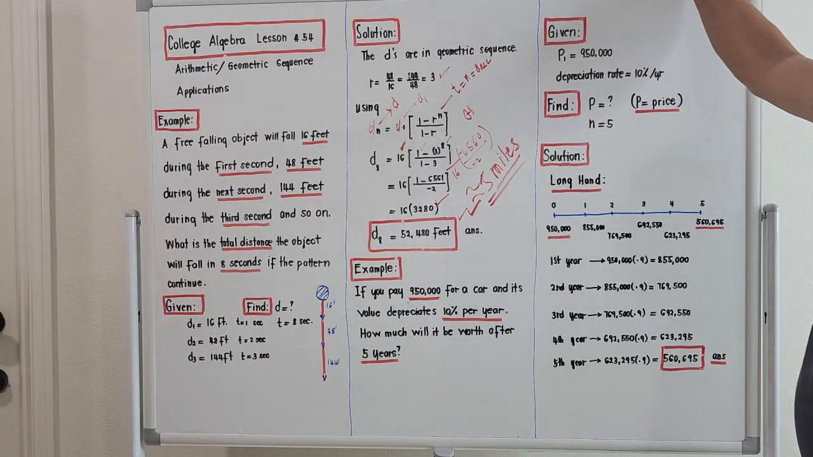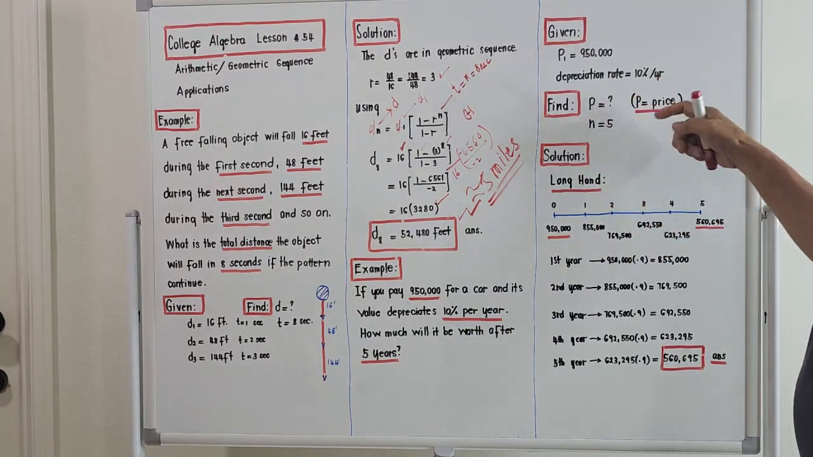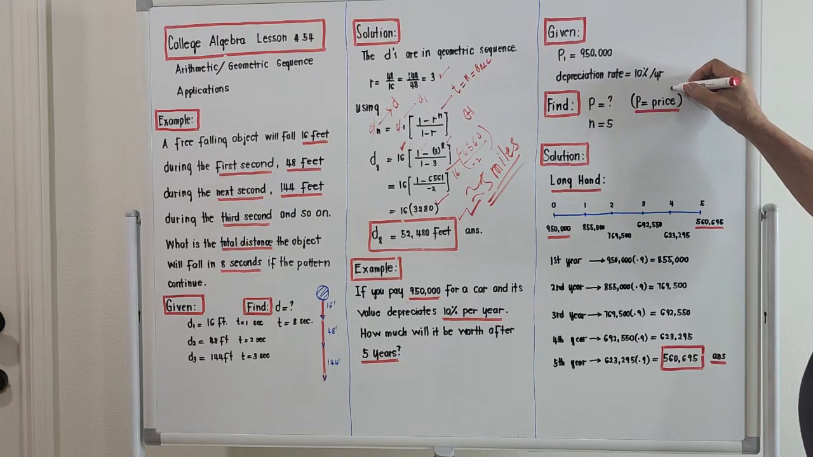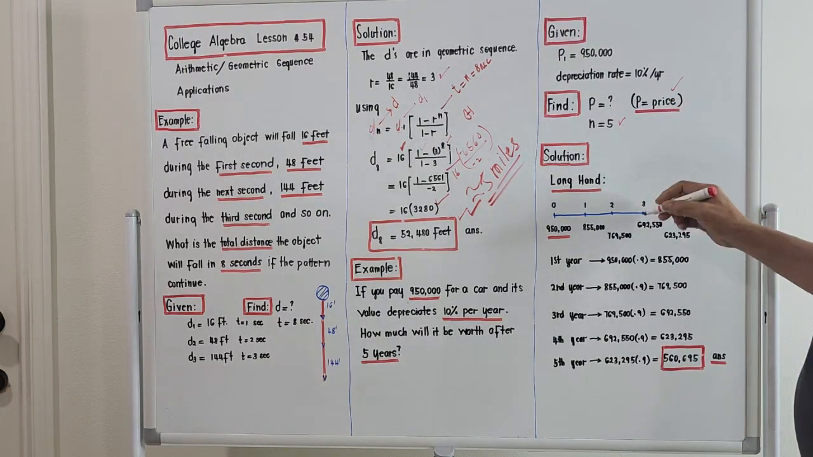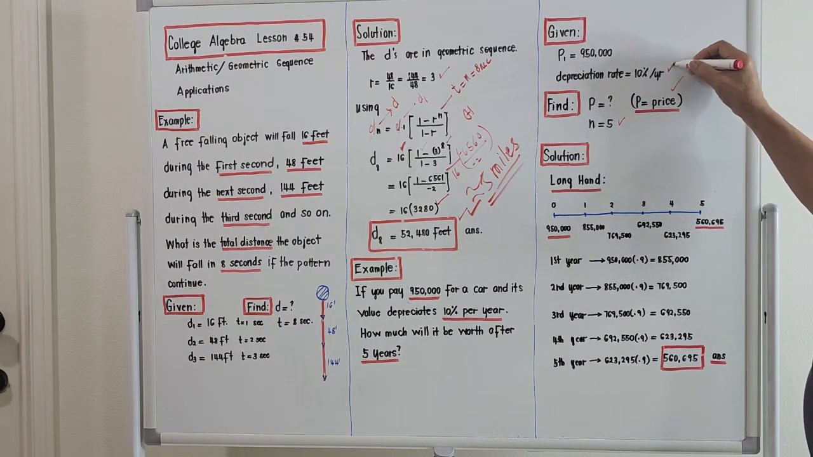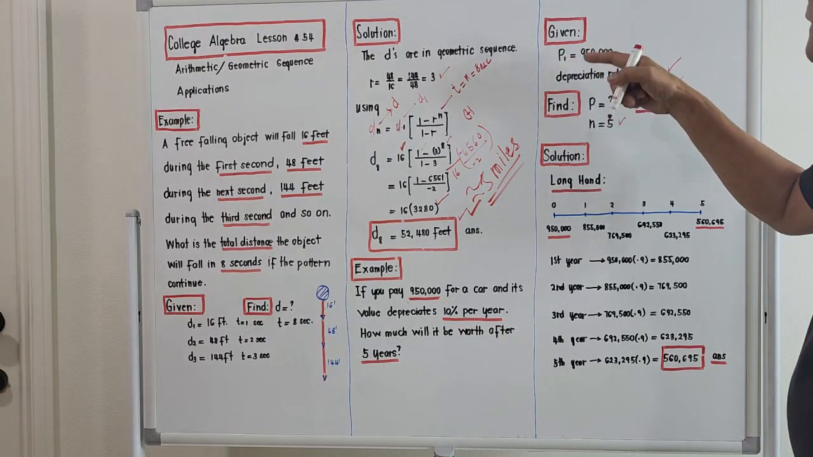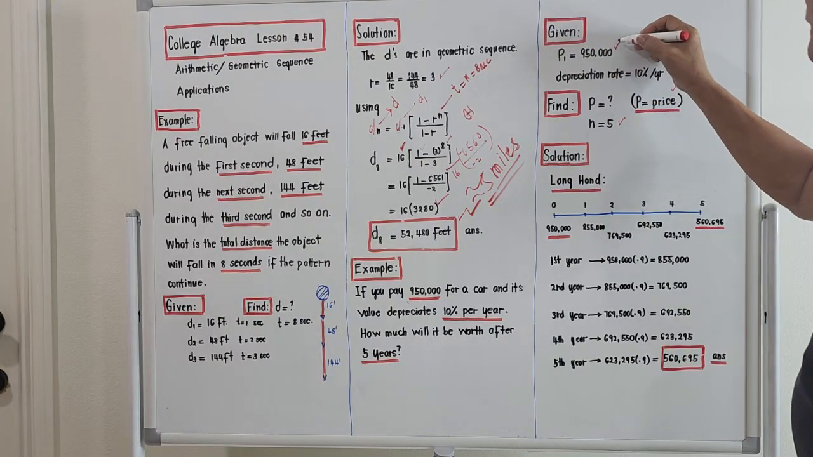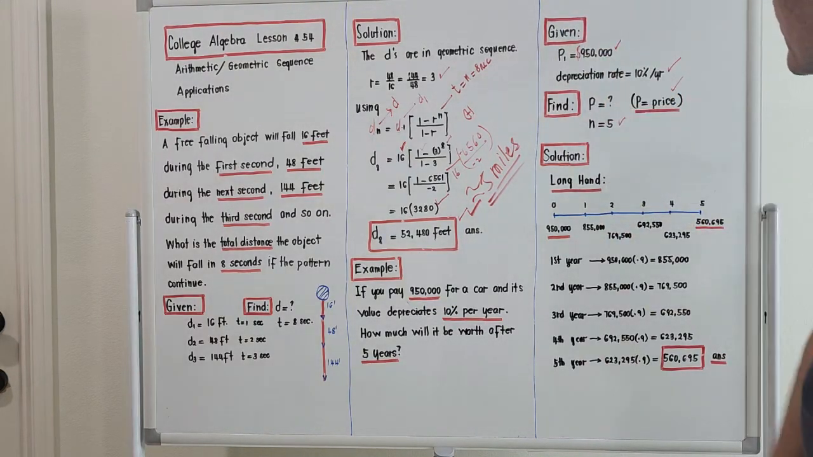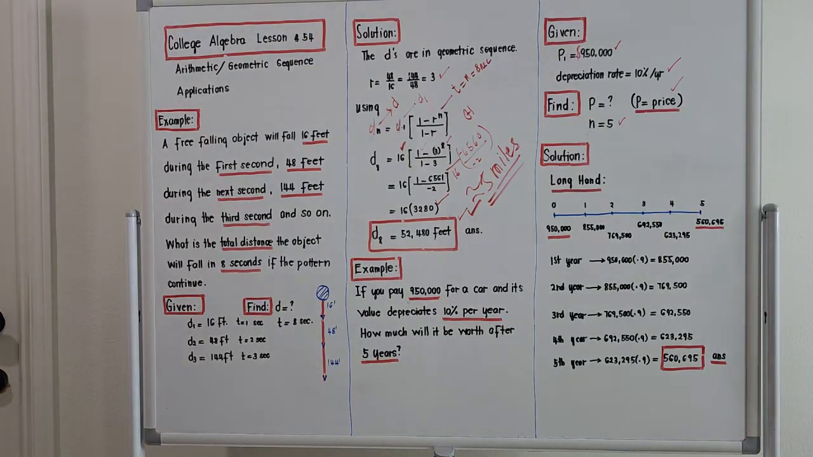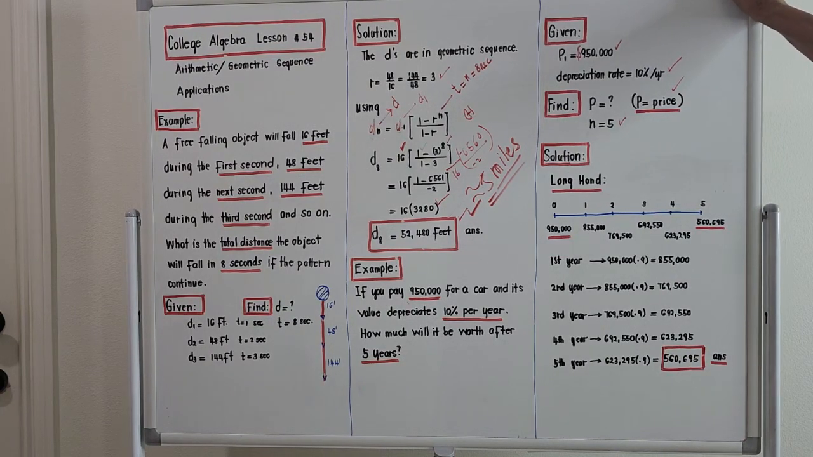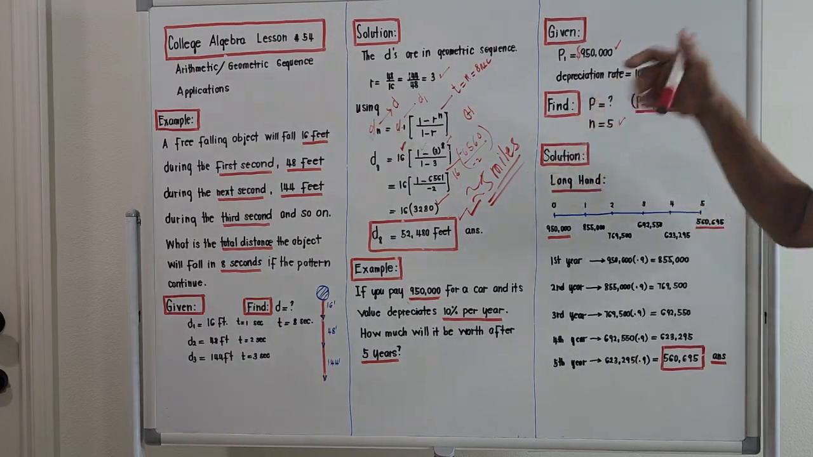Right? So, I will designate P here to be price, and N is equal to 5 years. The depreciation rate is 10% per year. Since P is price, I will place here P sub 1, meaning the original price is 950,000. Or this could be dollars maybe, assuming this is just an illustration, an example problem. I tried to solve this problem by using arithmetic sequence, but I think it does not fall under arithmetic sequence.